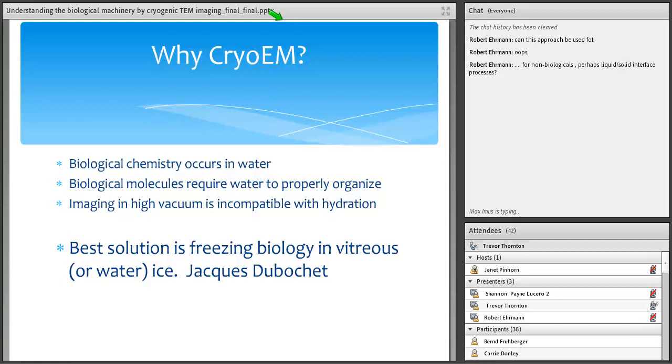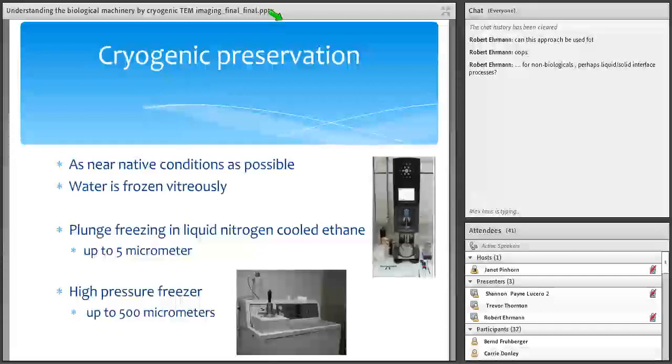So the best solution to looking at molecules in water is to make the water ice, but we don't want to form ice because ice expands, and that would destroy the molecule. So we want to freeze the water in what's called the vitreous state, or glass state. That was the work of Jacques Dubochet, and that's why he won the Nobel Prize last year. So how do we do this? We want it as near native as possible, so we need to freeze it very quickly so the water doesn't transition to a cubic or hexagonal ice pattern, which would expand and destroy the biological molecule.